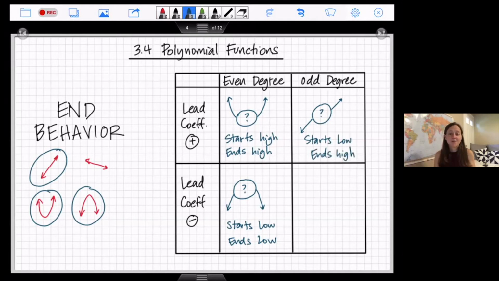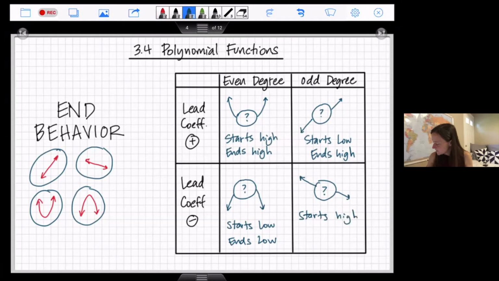All right, and our last one is if you have an odd degree with a negative leading coefficient, that's going to be like that line with a negative slope. It's going to start up high, wiggle around here in the middle, and then end down low. Okay, so you can have this chart on hand anytime you want when you're talking about polynomials, or you could just kind of remember the graphs of lines and parabolas, which you're already pretty familiar with.